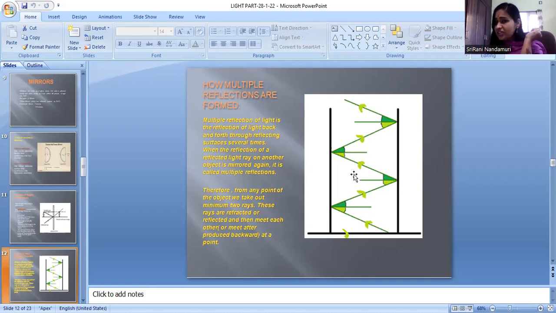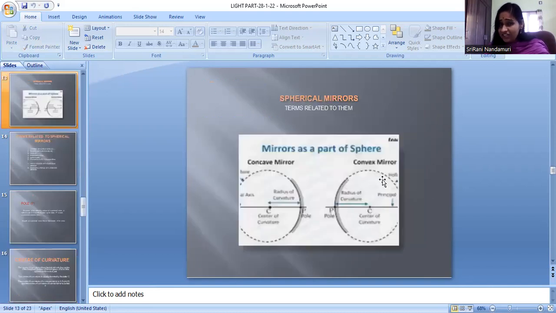Here, more than one image is formed, right? So here you can say multiple images are formed. This is the concept of multiple reflections. For the formation of multiple reflections, you require at least 2 rays, one incident and one reflected ray. Understood, children? What is multiple reflections?